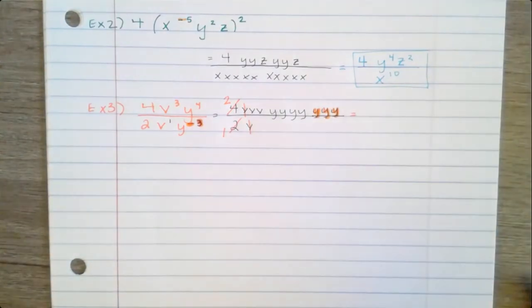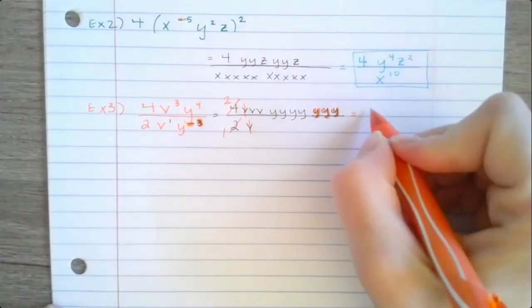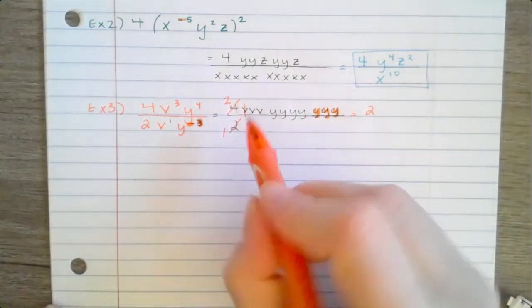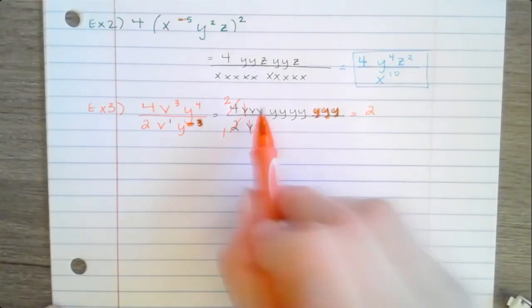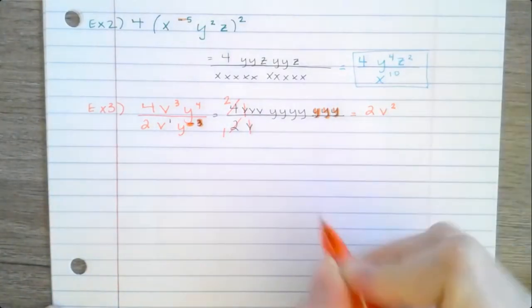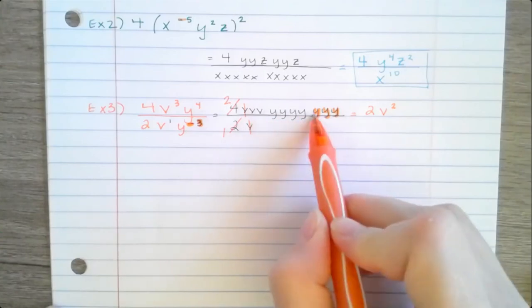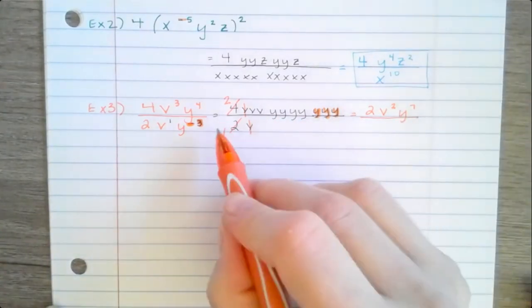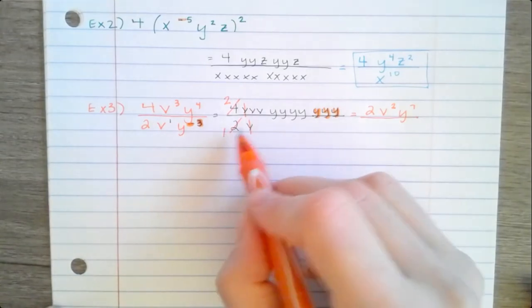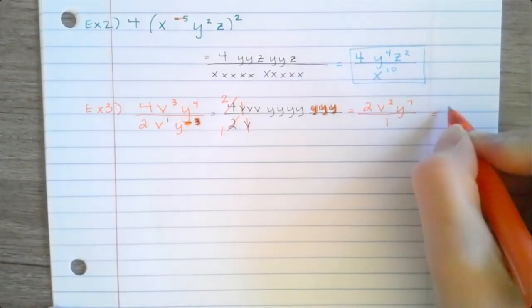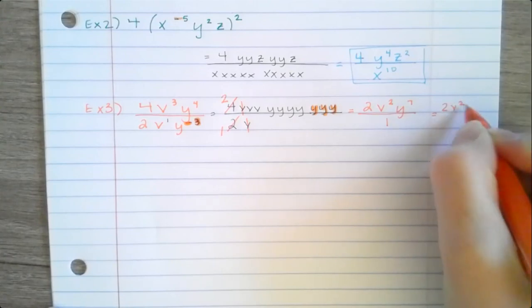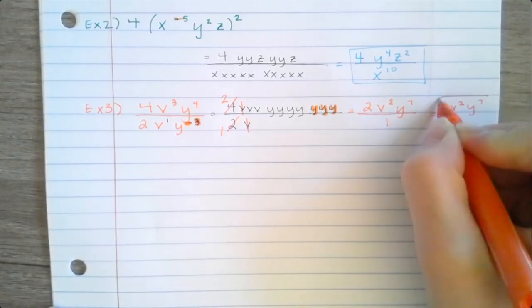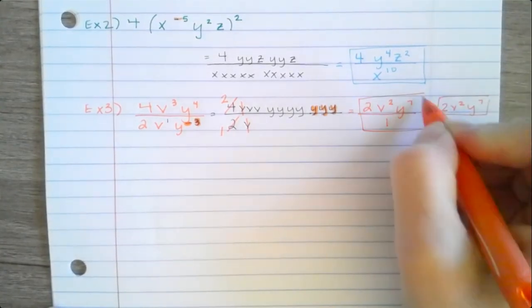So I'm able to write my answer. In my numerator, my constant is a 2. I only have 2 v's, so v squared, and 1, 2, 3, 4, 5, 6, 7 y's. And in the denominator, it's 1. I think I've said this multiple times recently. You do not have to put that 1 if you do not want. Both are appropriate.